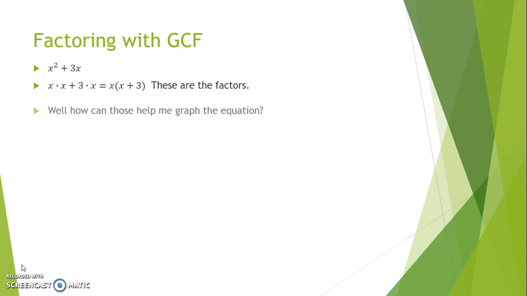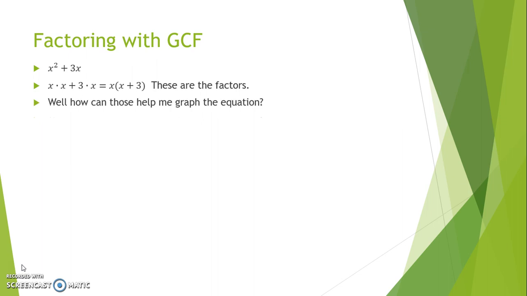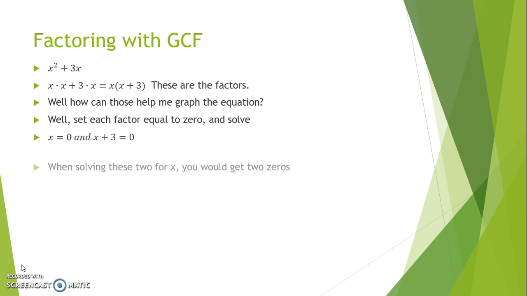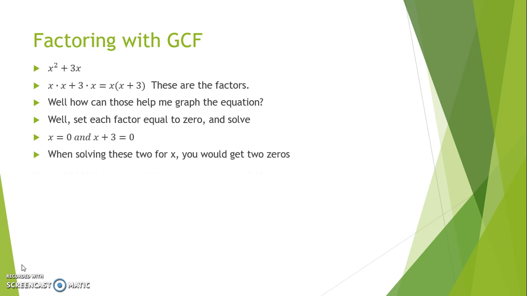Those are your factors. So how can that help me graph? Well, I'm going to take each one of those factors and set it equal to 0, and then I'm going to solve for them. So x equals 0 and x plus 3 equals 0. These were my two factors. And when I solve these two for x, you would get two zeros. So x equals 0, because x equals 0 is already solved. And then to get x plus 3 by itself, you would subtract 3 from both sides.